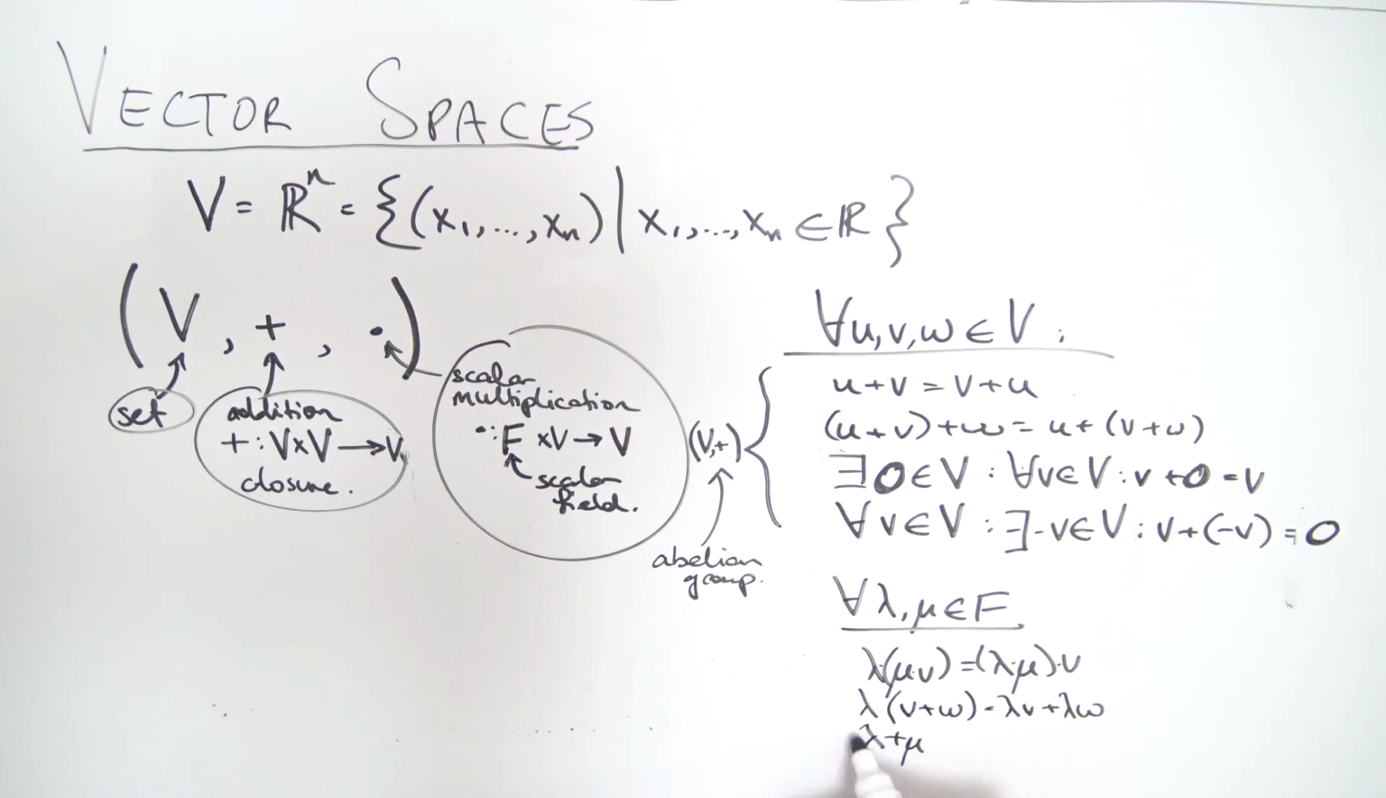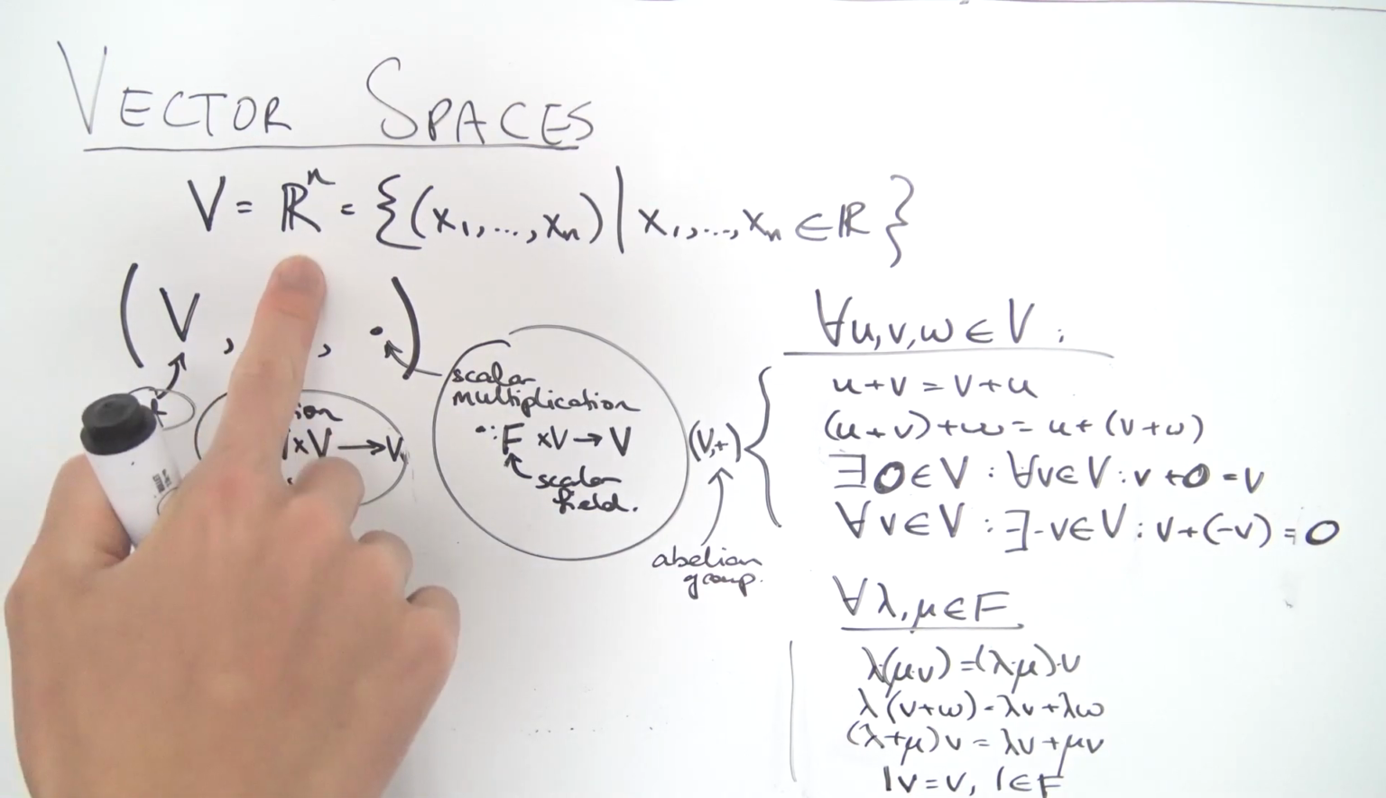Vectors also distribute over a sum of scalars. And the final axiom is that the multiplicative identity 1 in your field of scalars times any vector is equal to the vector. So 1 is the identity in your field of scalars. And these are the axioms for scalar multiplication that we know exist for Rn.